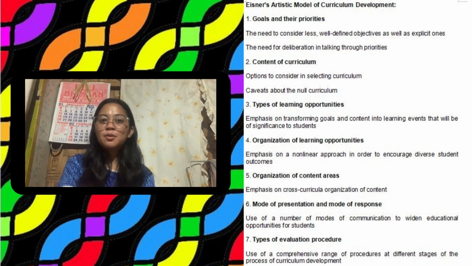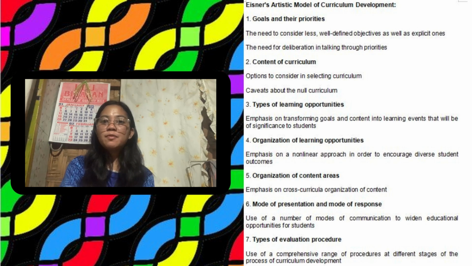Eisner's artistic model of curriculum development. First is goals and their priorities, the need to consider less well-defined objectives as well as explicit ones, and the need for deliberation in talking through priorities. Second is content of curriculum, options to consider in selecting curriculum, with caveats about the null curriculum.